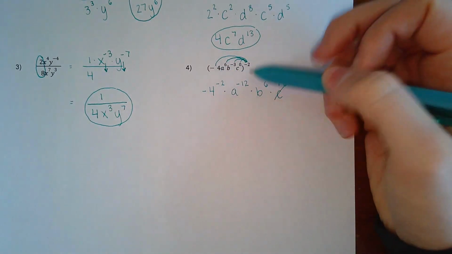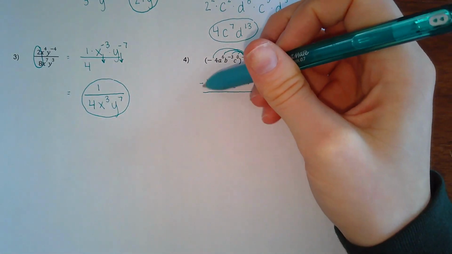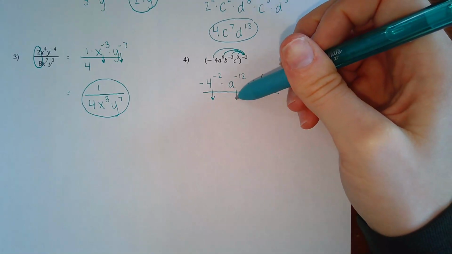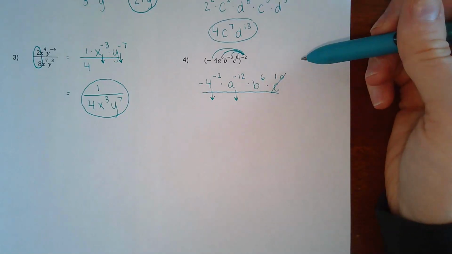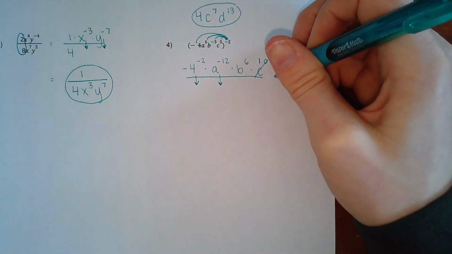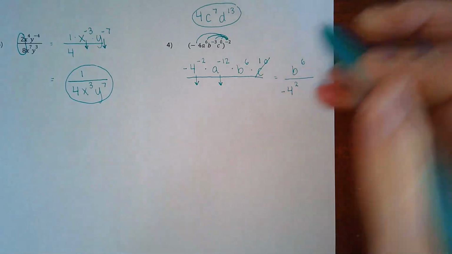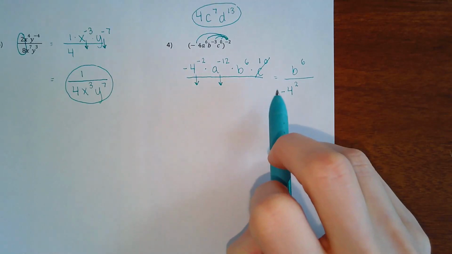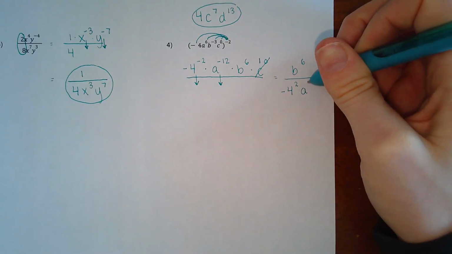I do see some negatives, so we're going to move anything that's negative to the denominator of our fraction. So this negative 4 has a negative exponent, so that will move. A has a negative exponent, so that will move. B does not, so B will stay. And like we said, C went away. So on top of our fraction, we now have b to the 6th. And on the bottom, that negative 4, one thing we want to be careful of is only the exponent is changing. This negative 4 will stay negative 4. Only the exponent is changing. And a will become positive 12.